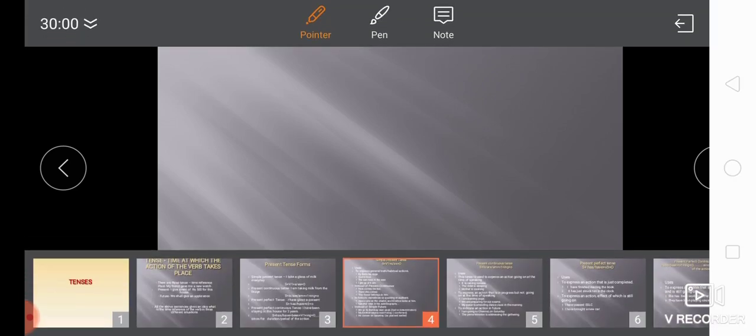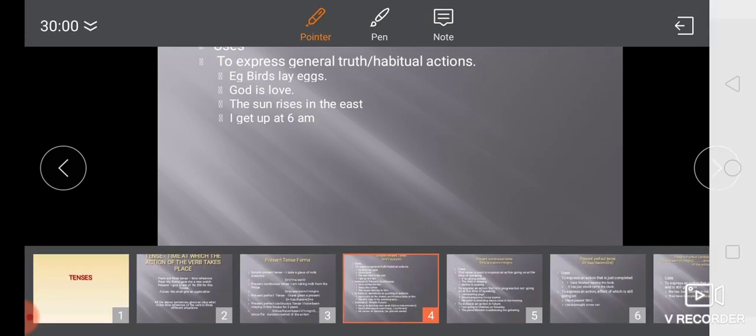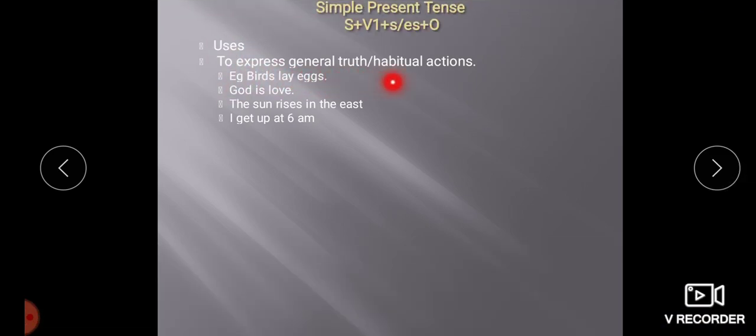Moving on. Simple present tense. Subject plus V1 plus s or es plus object. Uses: to express general truth and habitual actions. Birds lay eggs, God is love, the sun rises in the east, I get up at 6 a.m. All these are telling you about some facts, some universal truths and habitual actions.